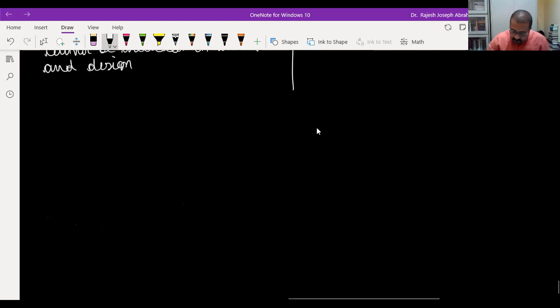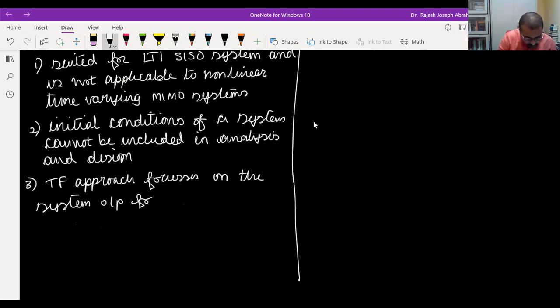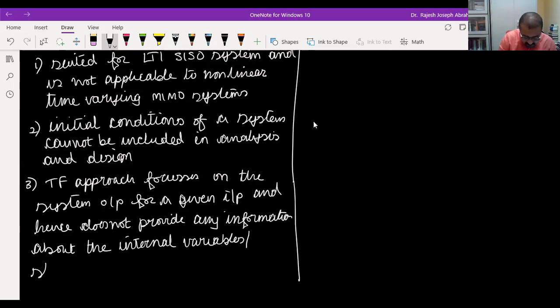Fine. Then the transfer function approach focuses on the system output for a given input, and hence does not provide any information about the internal variables or structure of the system.